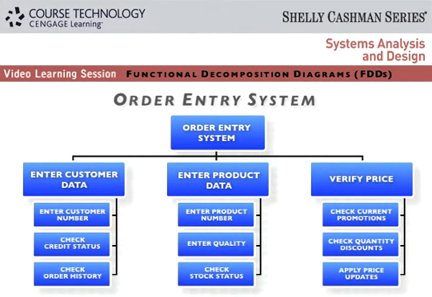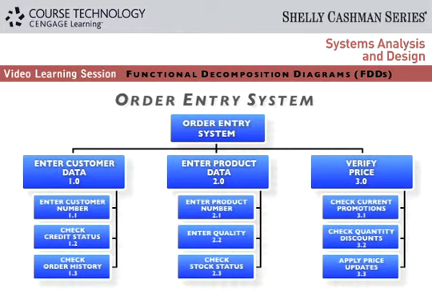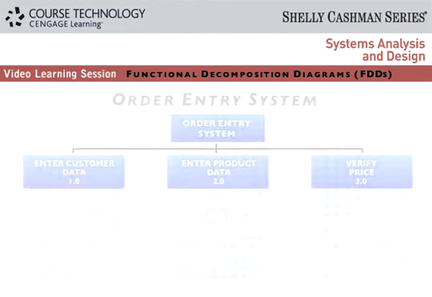And when a user enters the product number and quantity, the system checks the stock status. To verify the price, the system checks for current promotions, quantity discounts, and price updates. Now you number the functions for easy reference. You could take your FDD to lower levels if you need to show even more detail.